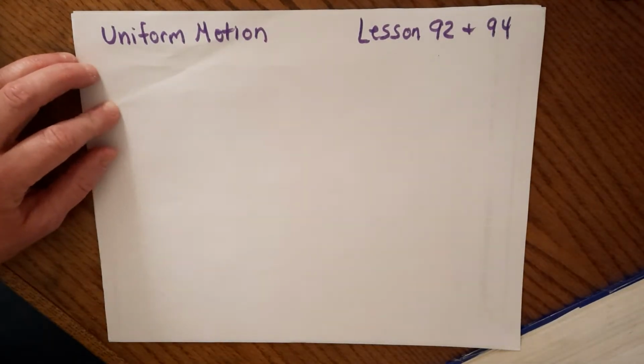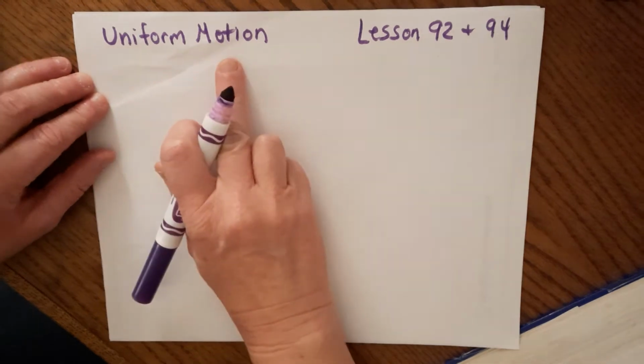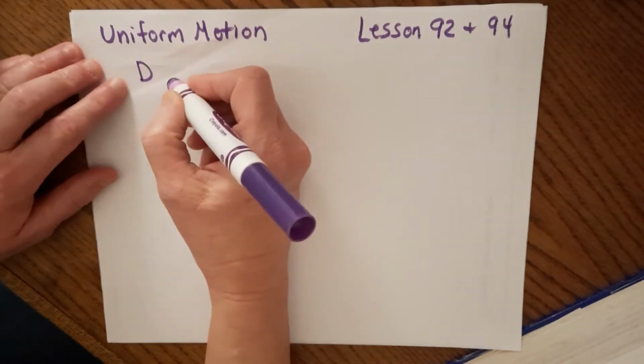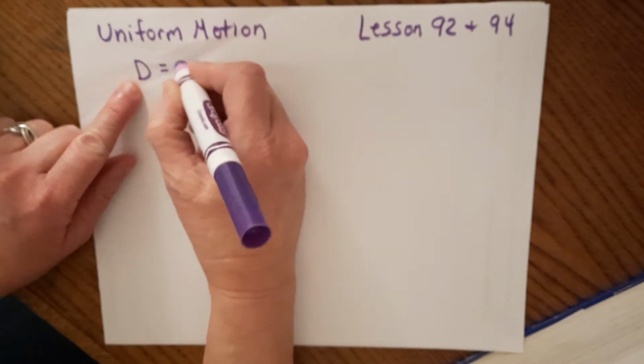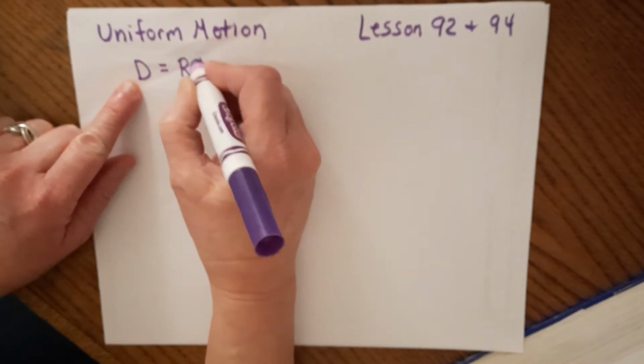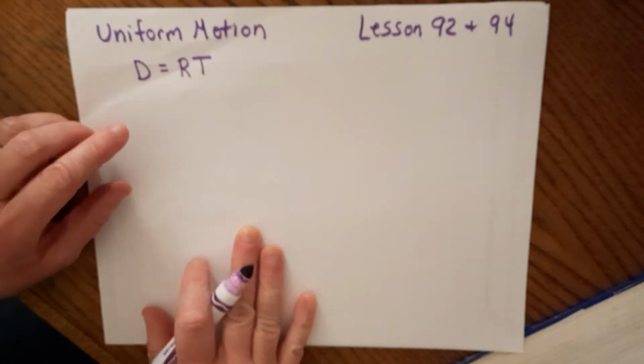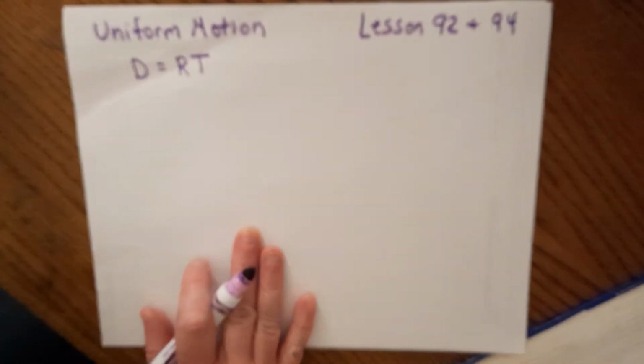Lesson 92 and 94 talk about uniform motion problems. Those go back to when we did the problems with distances. And if you remember, distance equals the rate times time. So in these problems, we have to write down our equations and then fill in as much as we know.